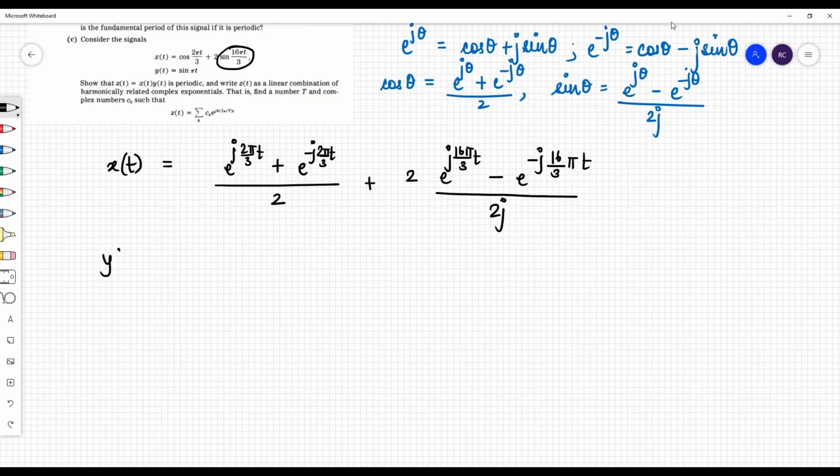Now let us write y(t) also in complex exponential. Sine pi t, that means e to the power j pi t minus e to the power minus j pi t divided by 2j.